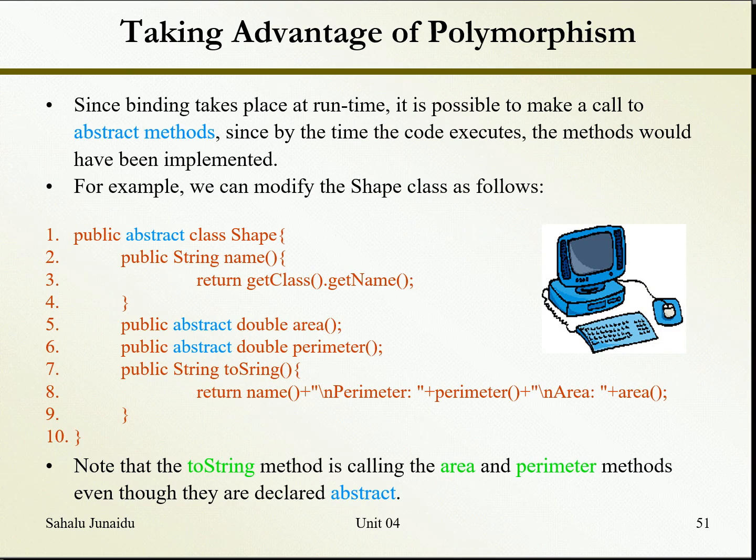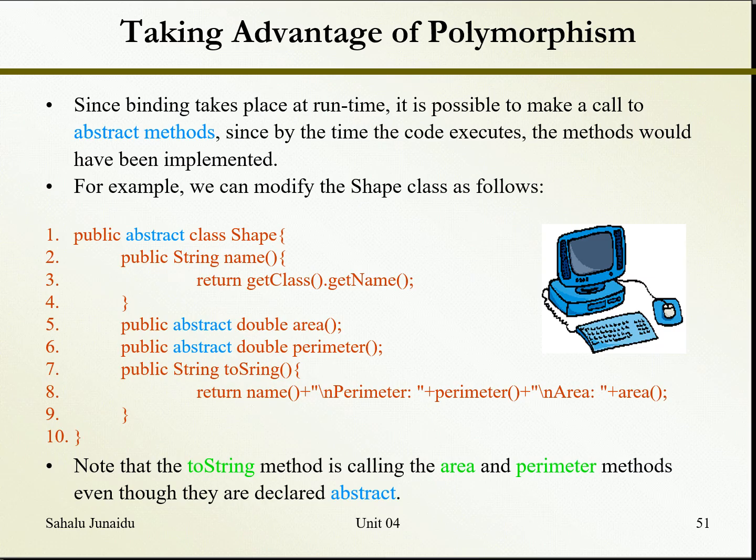So what advantage can we have over this polymorphism? Since binding takes place at runtime, it is possible to make a call to abstract methods. So this is what I've explained. Because of the advantage of late binding, we can call the method of the abstract class.